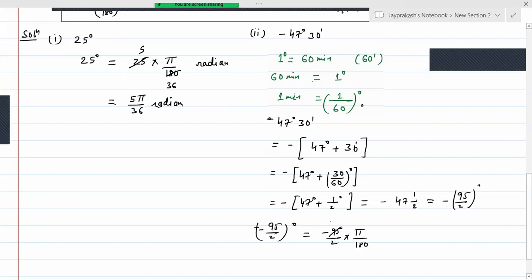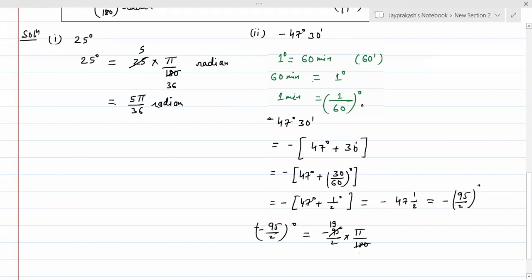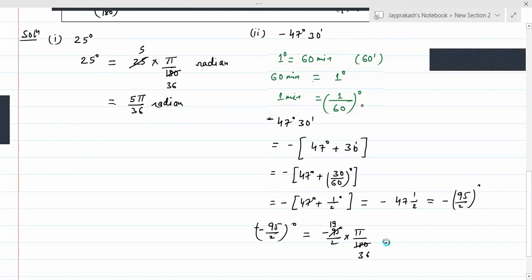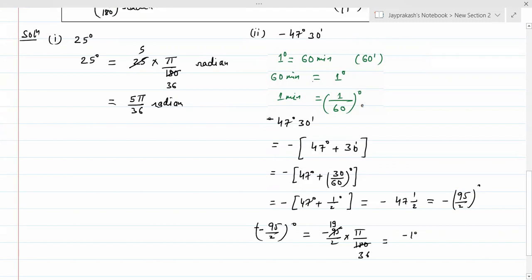So let's cut it by 5. 5 nineteens are 95, 5 sevens are 35... and this one is 36. So your final answer is minus 19 pi by 72 radian.